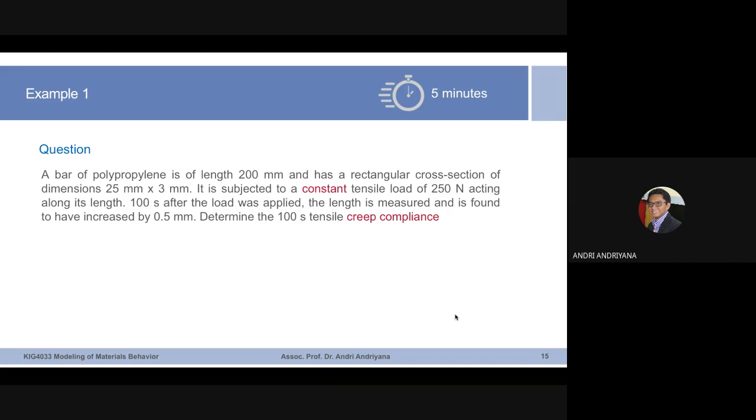So creep compliance is the opposite of creep modulus. Creep modulus is sigma over epsilon, where sigma is constant and epsilon evolves with time. I will repeat again, creep compliance is the inverse of creep modulus, 1 over creep modulus. So creep compliance is simply epsilon over sigma. Okay, so epsilon depends on time. So the question is to determine the 100-second tensile creep compliance.